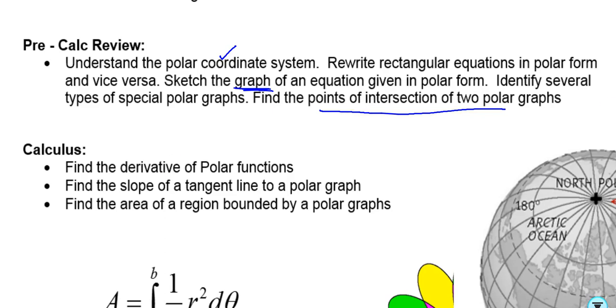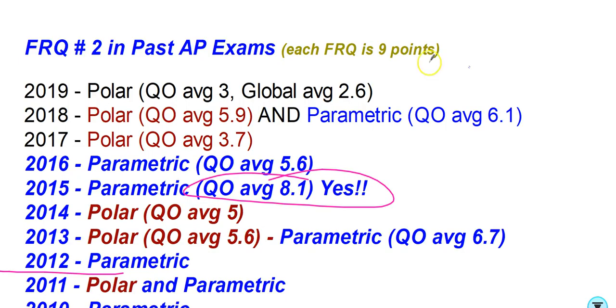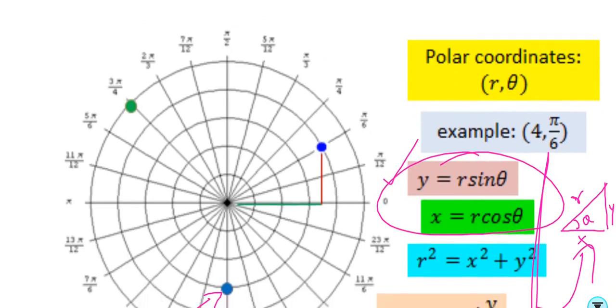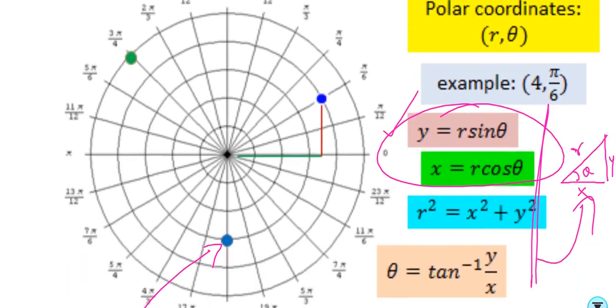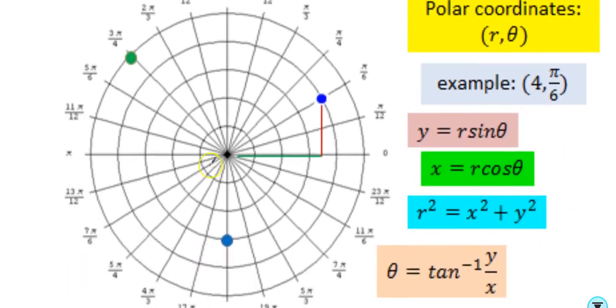Let's take a look at polar coordinates. The polar coordinate system is a polar graph, and a polar graph has a radius and an angle. So this is in your packet, and you can see the polar coordinates are written as r and theta, and the rectangular coordinates are x and y. You have to understand the relationship between x, y, and r, theta.